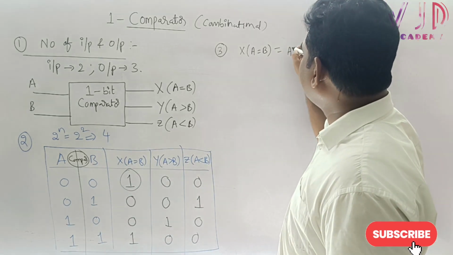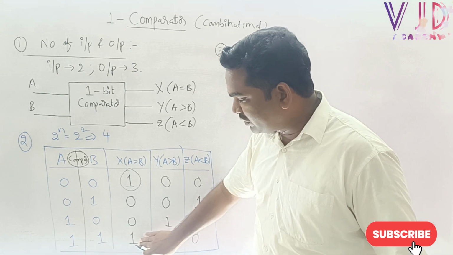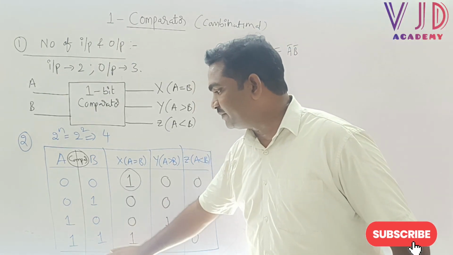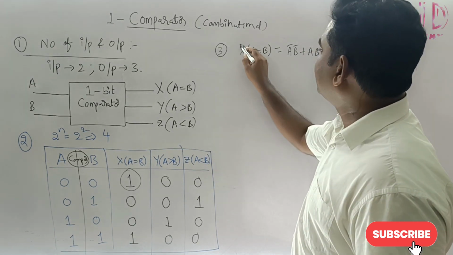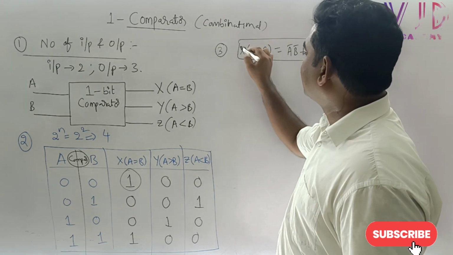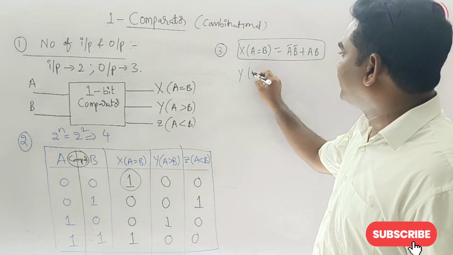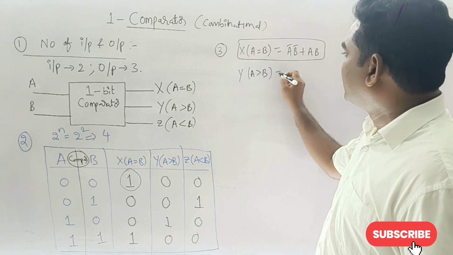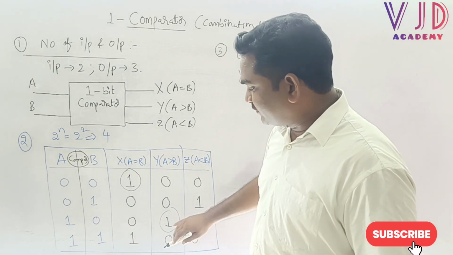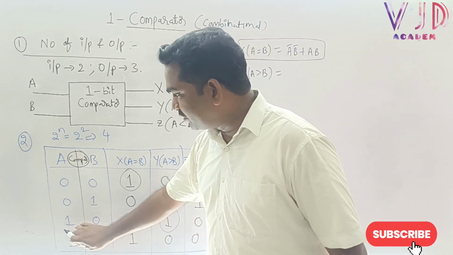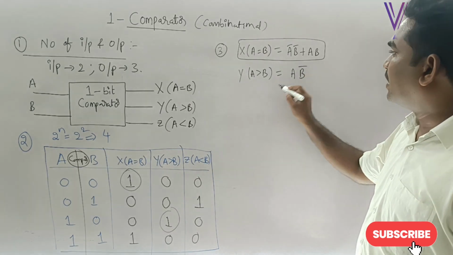So that can I write A bar, B bar. And now the second one is here also output equal to 1 when A equal to 1 and then B equal to 1. So that I want to write this is what AB. Sir, this is what X equal to X of A equal to B condition. And now second case is Y of A greater than B condition. Coming to this one, here there is only 1 and this output is 1 when A equal to 1 and then B equal to 0. So that I can write it as A into B bar.